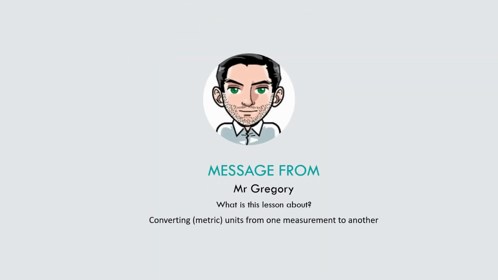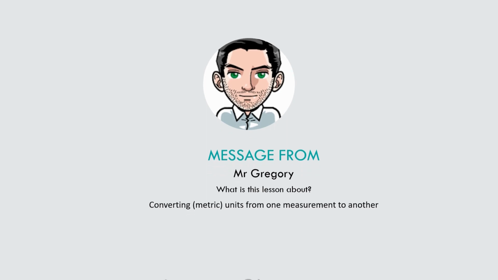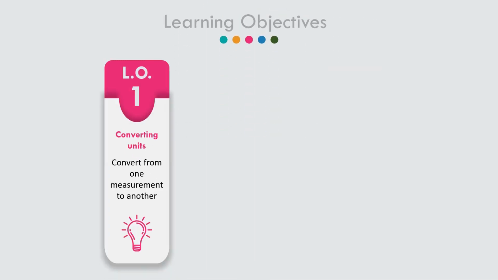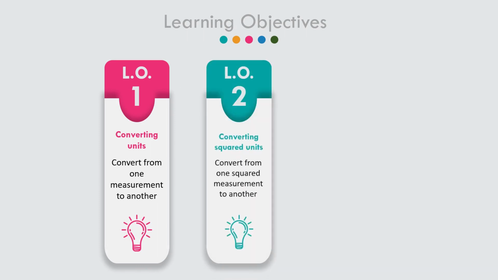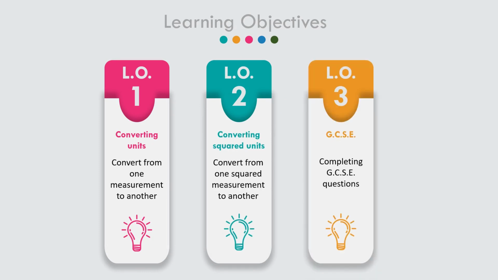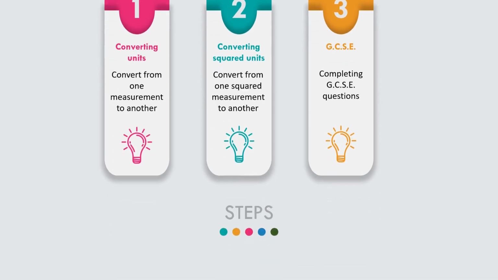In this video, we're going to be looking at converting units from one measurement to another. Our first learning objective is to convert from one measurement to another. The second learning objective is to convert from one squared measurement to another. Finally, our third learning objective is to complete some real GCSE questions.